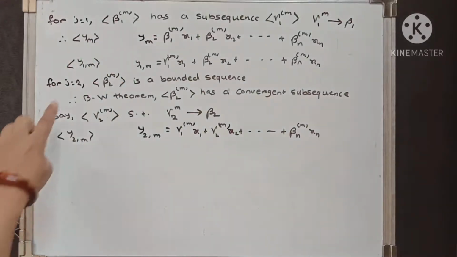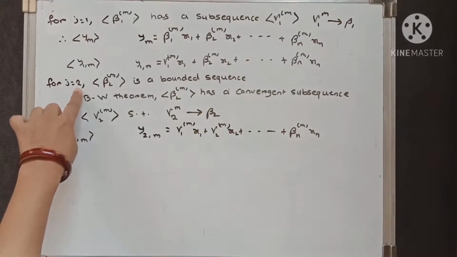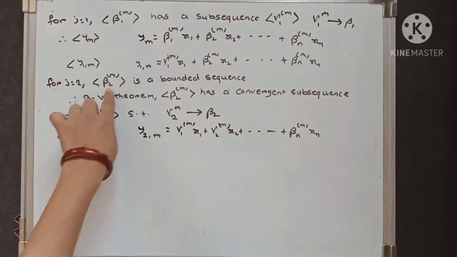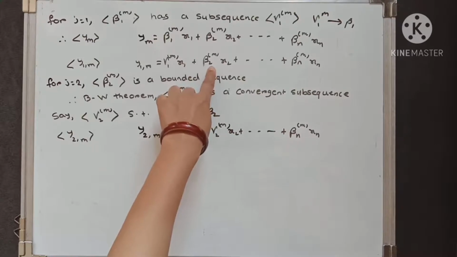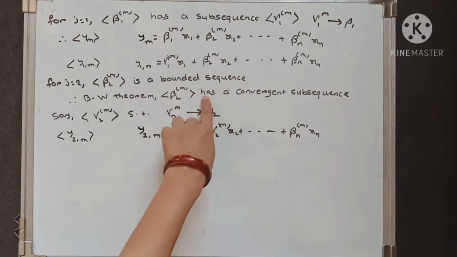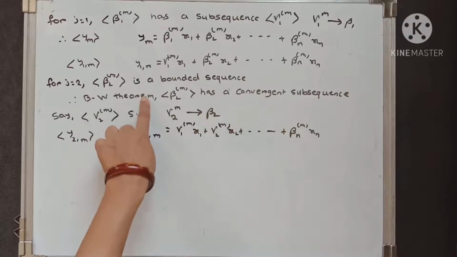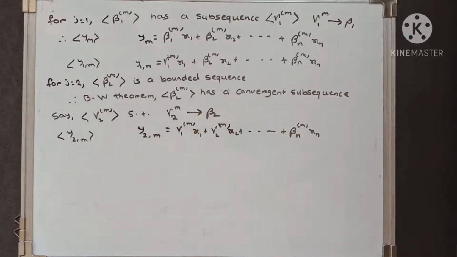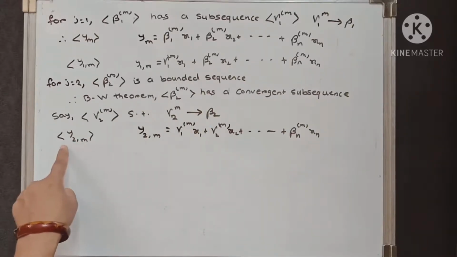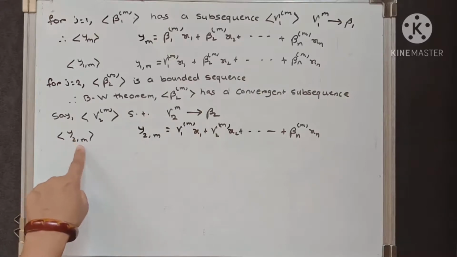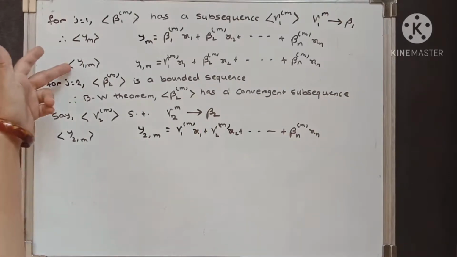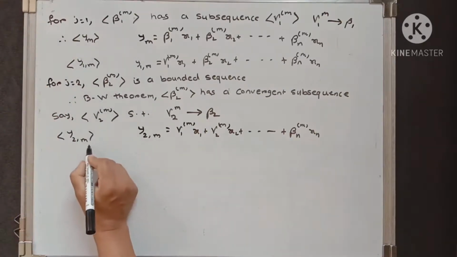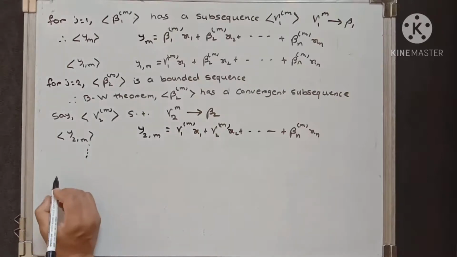In the same way, for j equals to 2, we again get the bounded sequence beta 2m, and this bounded sequence again has a convergent subsequence by the Bolzano-Weierstrass theorem, say gamma 2m, that converges to beta 2, and therefore corresponding to it we get the subsequence y2m. Now the sequence y2m is a subsequence of the sequence y1m, and that is a subsequence of the sequence ym, and this process continues up to the nth term.